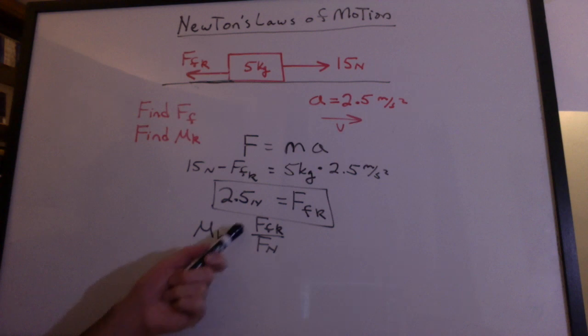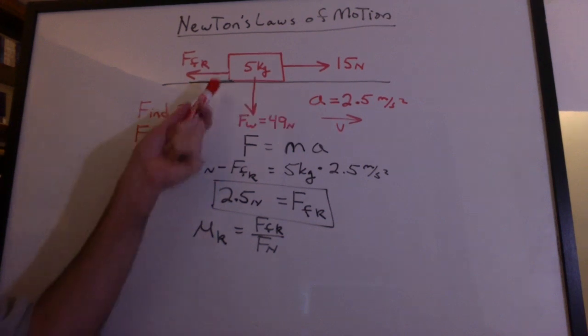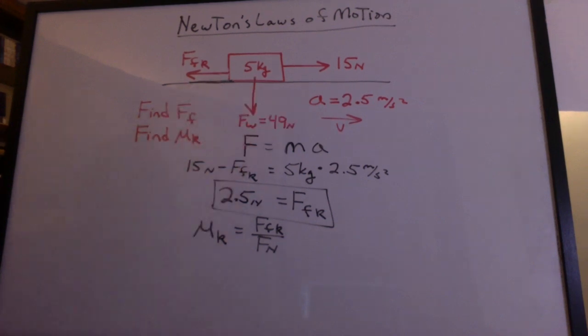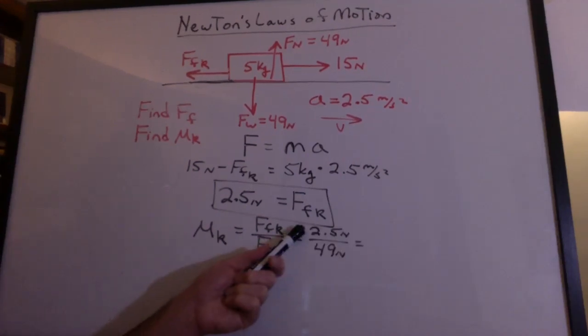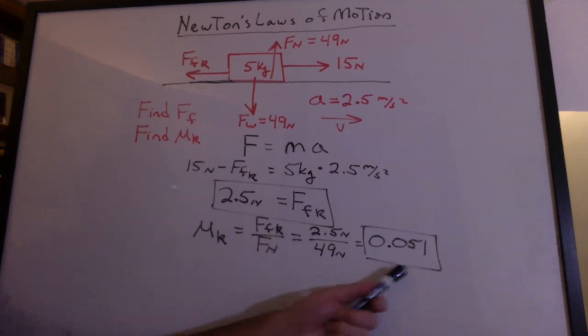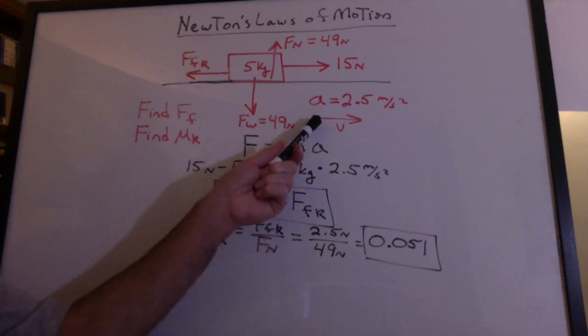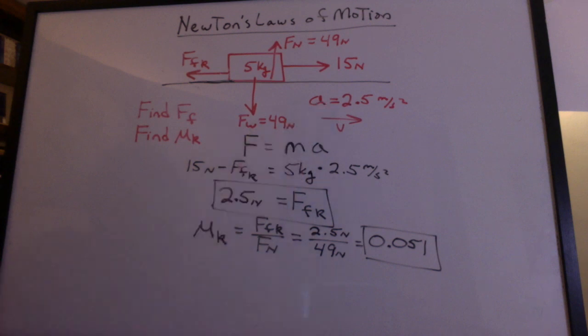Well, we know mu k equals the force of friction kinetic over the normal force. We have to go to the diagram to see the normal force. The weight of the block is 49 newtons, mg, and the lab table holds up the weight, and that's the Fn, and that's 49 newtons. So we have 2.5 newtons of friction over 49 newtons for the normal force, 0.051 for the mu k. It's a pretty smooth surface. That acceleration went from 3 meters per second squared only down to 2.5 when we included friction.